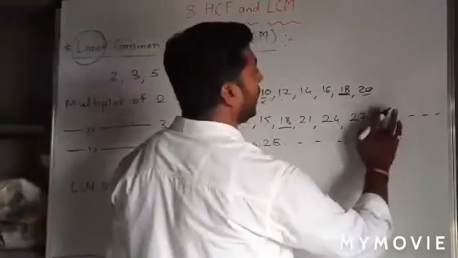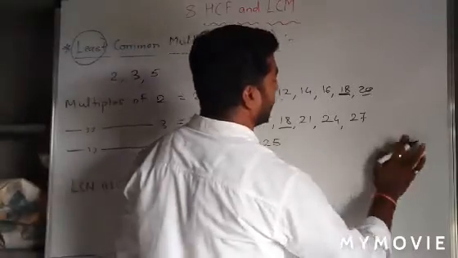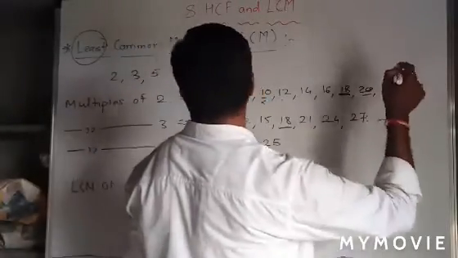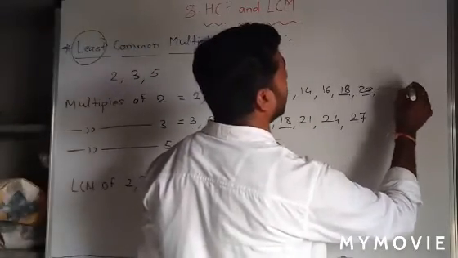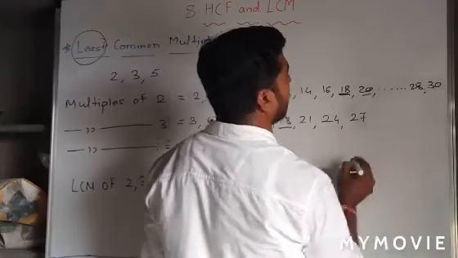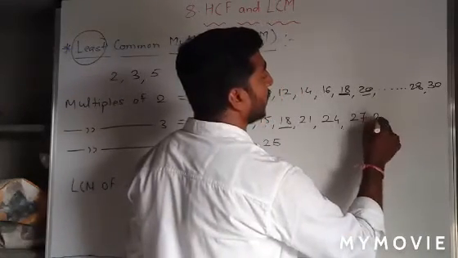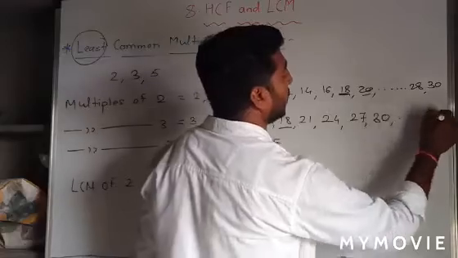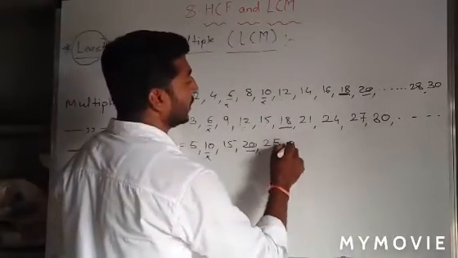Now what we will do? We will increase the list of multiples. Here we will go up to after 20, then 28, then 30. So here we will take 30. Then after 30, here it will be 30.